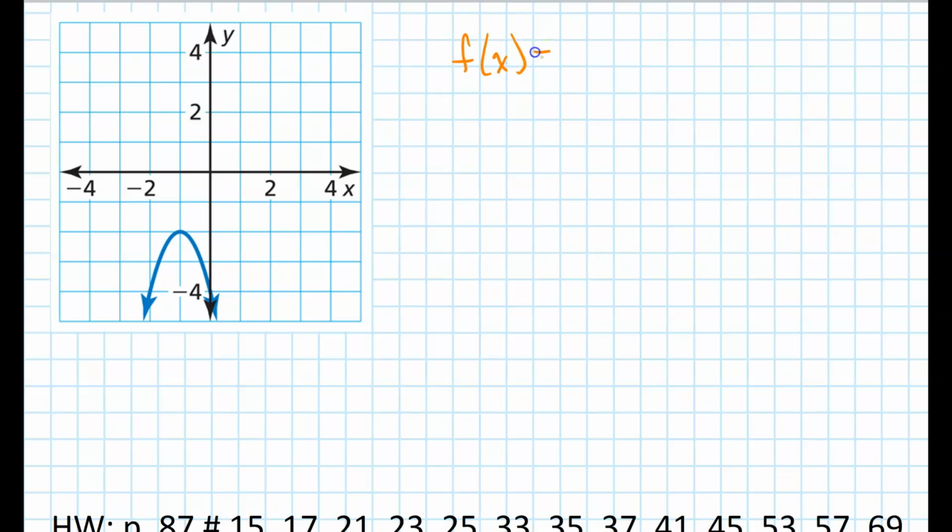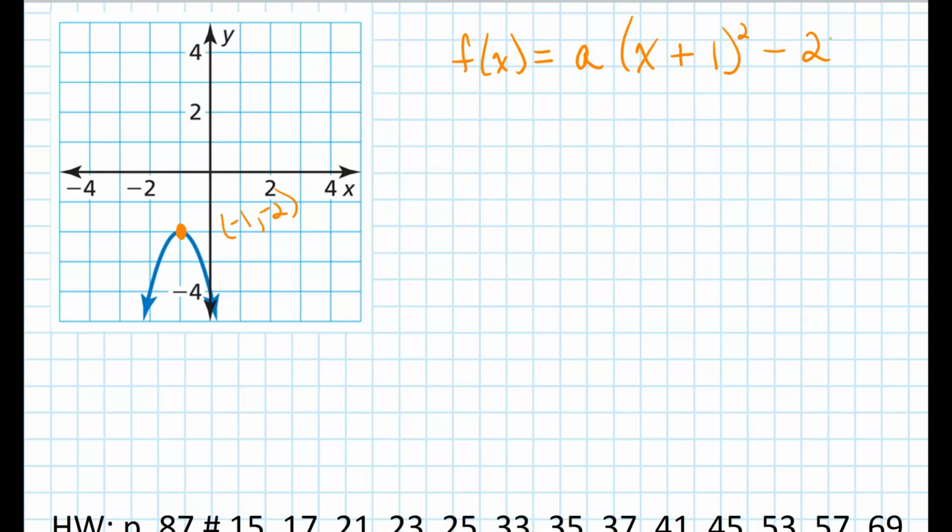So f of x is equal to a, x minus, what's my vertex here? It's negative 1, negative 2. So what's my h value then? It is going to be negative 1. The x value, opposite sign, plus 1 and then minus 2. Why is it plus 1 and not minus 1? Because it's the opposite, because it's horizontal. Yes, when it's on x, opposite.